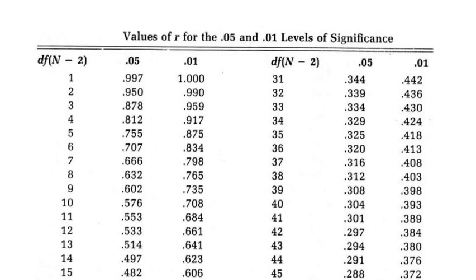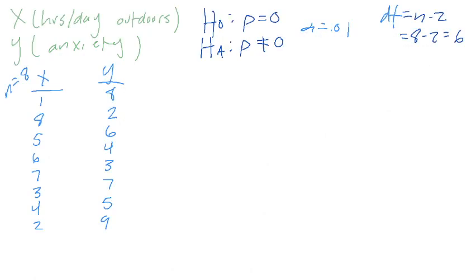Let's take a look at our table. If we go down to the row that indicates 6 degrees of freedom, and we go over to the 0.01 column, we get an R critical value of 0.834. All right, so R critical is equal to 0.834, and of course plus and minus, because we don't have a specific prediction about if there's going to be a positive or a negative relationship here. We are just looking for any type of relationship. Okay, so our critical is done.